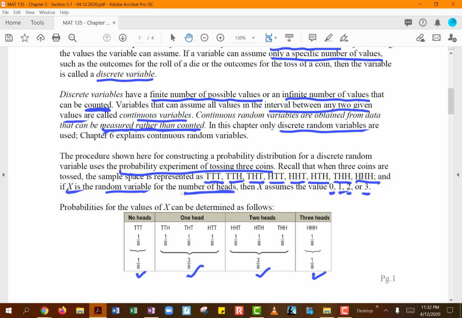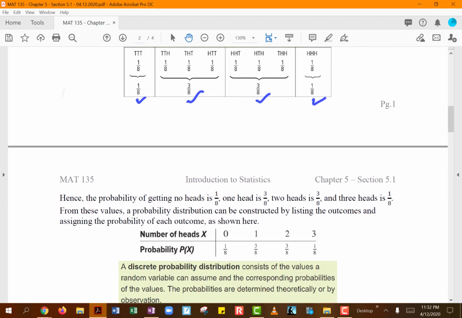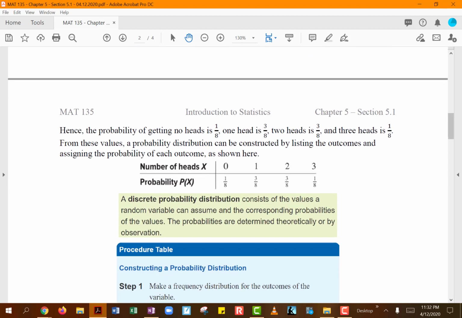Now, how do we write our probability distribution? So since here we are talking about the number of heads, you are going to put that as your value on the top. So number of heads using that variable x, and then that's 0 heads, 1 head, 2 heads, or all 3 heads. And then you put your probability p of x on the bottom row or the second row, and then underneath each outcome you are going to put your probability.